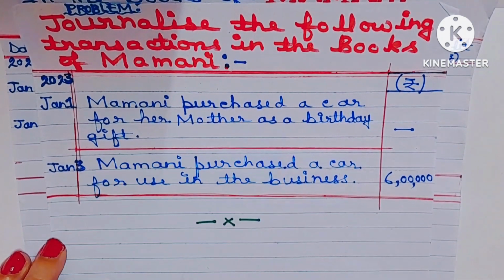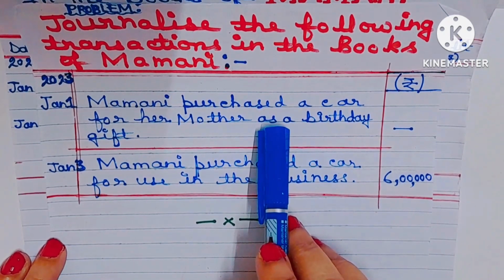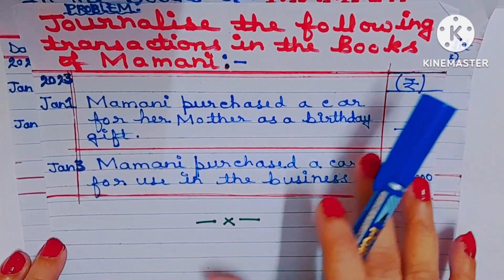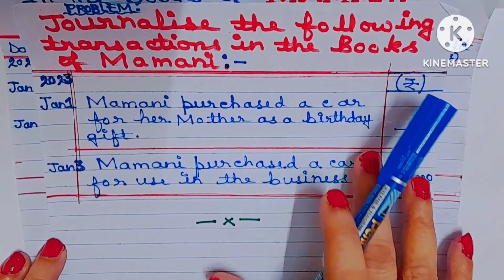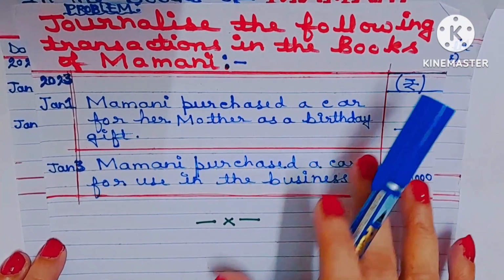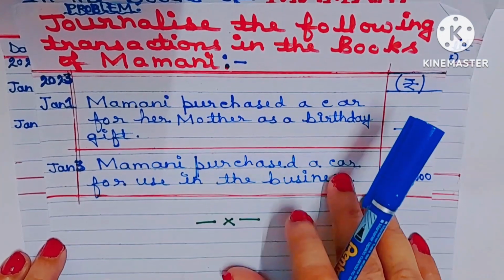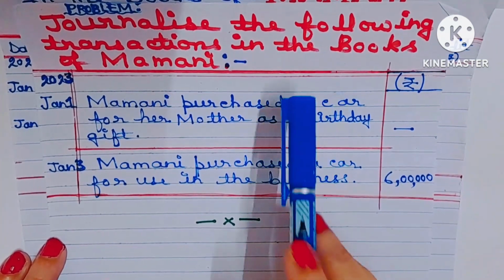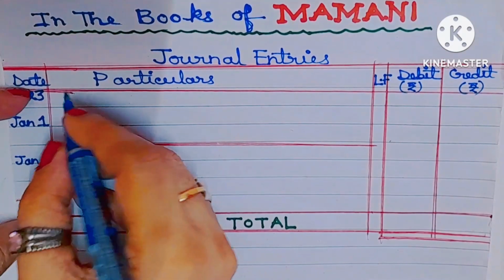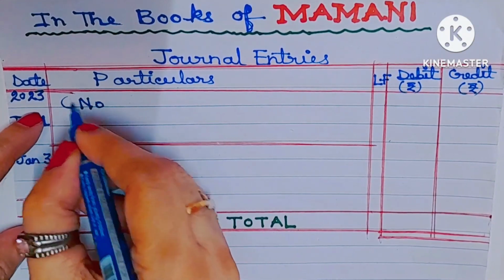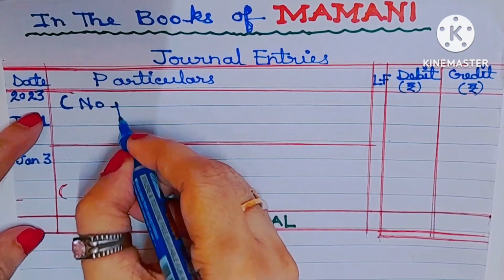What is this? This is just an event. So what we have to write? We have to write in the journal that no journal entry will be passed for this social engagement or for this event. So let's write. So we'll write in bracket no journal entry.